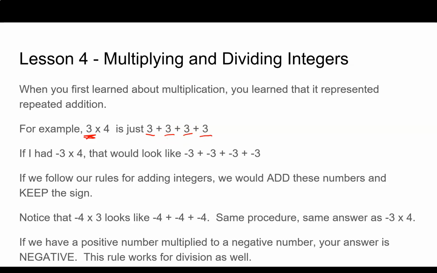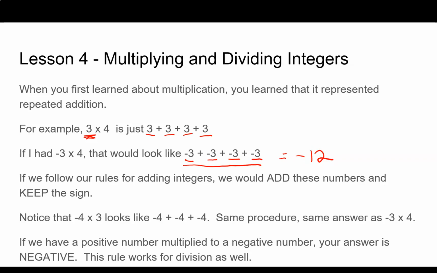Now, if I put this in the context of negative 3 times 4, it would look like negative 3 plus negative 3 plus negative 3 plus negative 3. If we follow our rules for adding integers, we know that since all of these have the same sign, we would add the 3's and keep the sign. So we'd end up with negative 12.